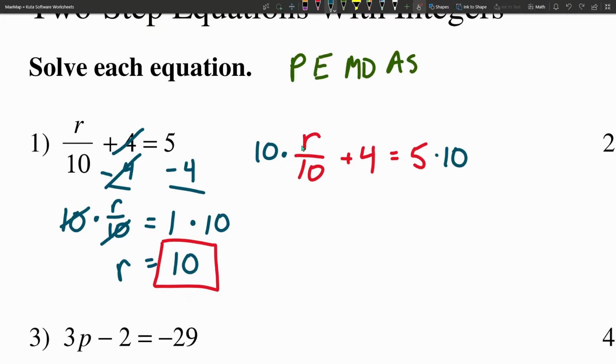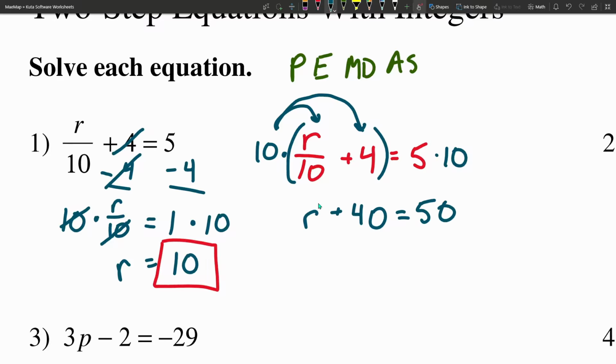If I'm multiplying the entire left-hand side of my equation, I'm going to be multiplying my r over 10 and my 4. So then this becomes r, because 10 times r over 10 is r, so I distributed it there, but I also need to multiply it by 4. So that'd be r plus 40, and that's all equal to 5 times 10, which is 50. Now, isolating my r, I need to subtract 40, and look, r is equal to 10.